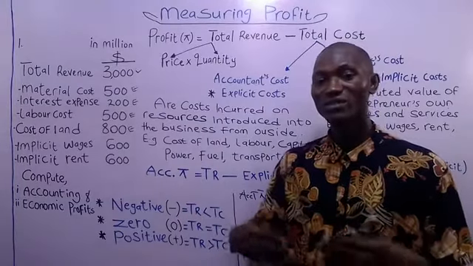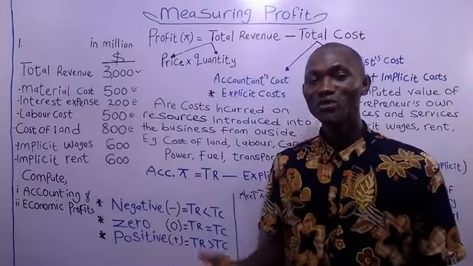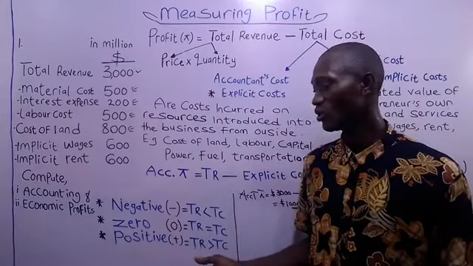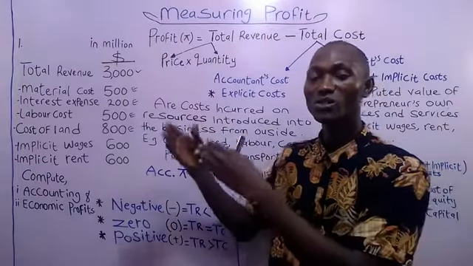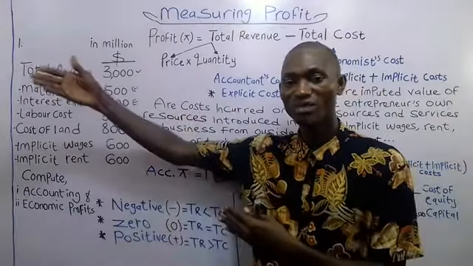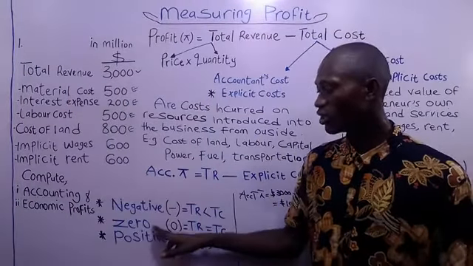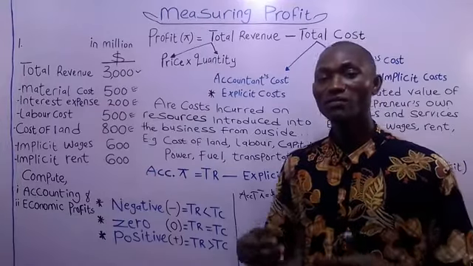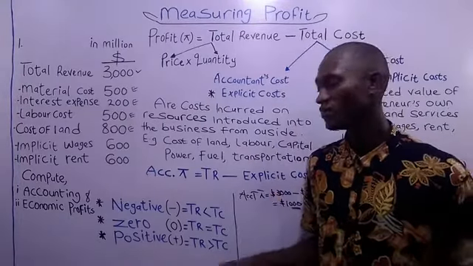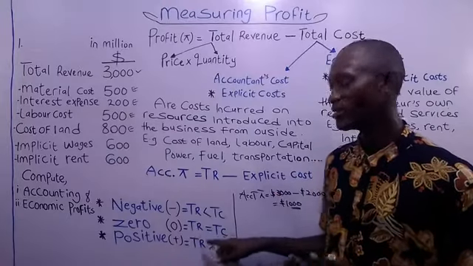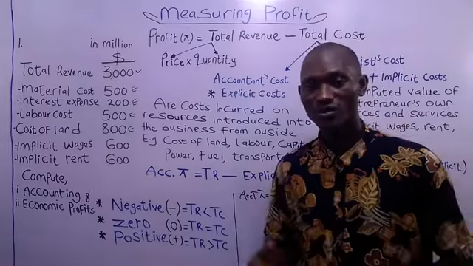That means the business is having problems paying wages, salaries, buying raw materials, and all that. So the firm is advised to leave that sector and move its resources and funds to other marketplaces where there are high economic profits. Zero economic profit means that the firm breaks even. And when a firm breaks even, its total revenue is exactly equal to its total cost.